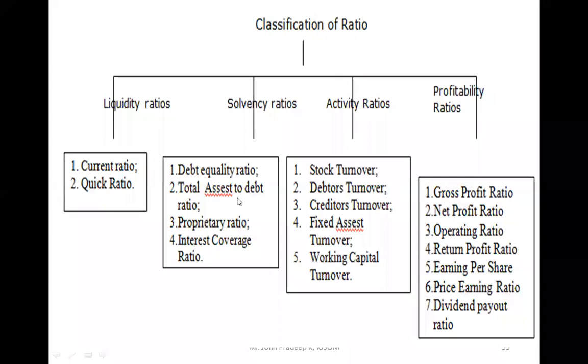We'll rectify that later. Total asset to debt ratio, proprietary ratio, interest coverage ratio, then equity ratio, stock turnover ratio, debtor turnover ratio, creditor turnover ratio, fixed asset turnover ratio, then working capital turnover ratio. And then profitability ratios, we have gross profit ratio, net profit ratio, operating ratio, return on investment, earning per share, price earning ratio, and dividend payout ratio. So this is a broader classification of the ratios.